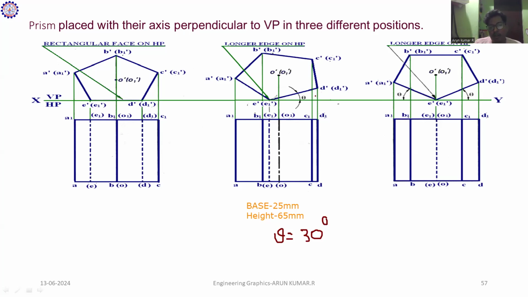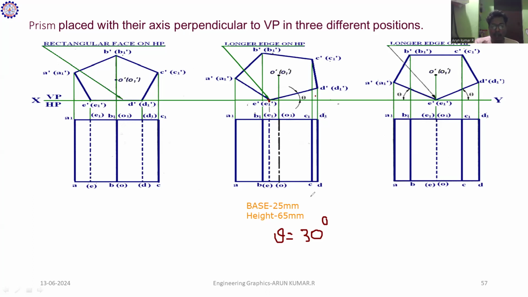Once you mark any one point on the XY line, this is the origin. From the point you have to measure the 30 degree angle. I take the right side here, though you can proceed on the left side also; both are correct. So I proceed with the angle on the right side and mark it as 30 degrees.